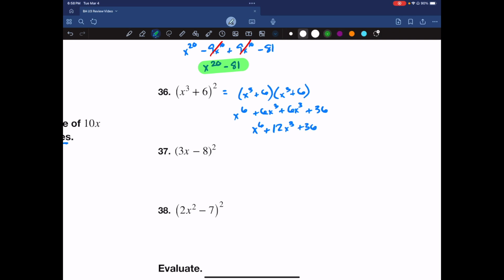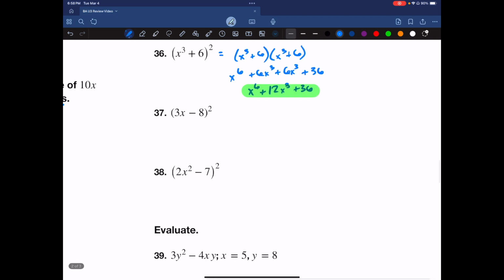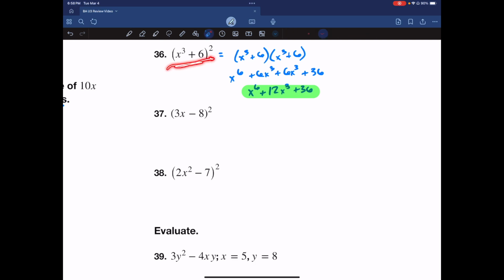This one I do have a middle term. I can't stress that enough. You do have a middle term, and if you don't include that middle term, it is wrong. If you leave it in this form and just square the first term and square the last term, you'll get really close. But if you don't have that middle term, it is wrong.